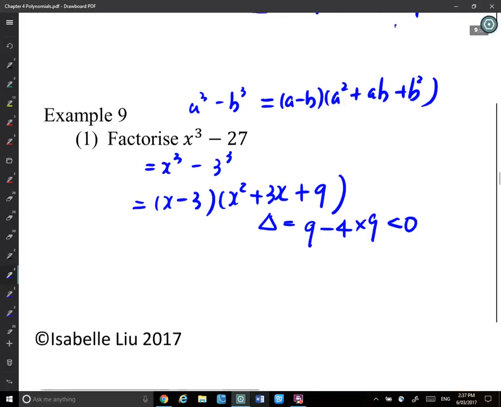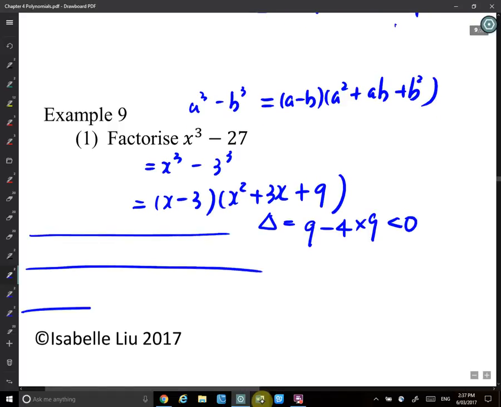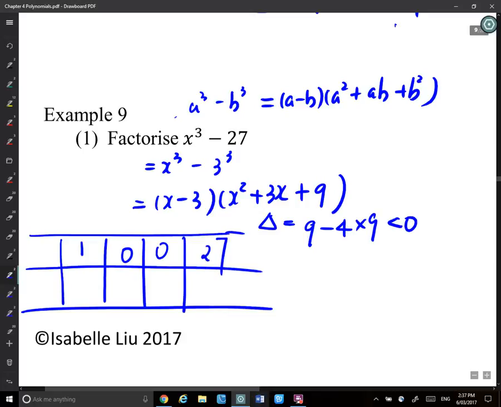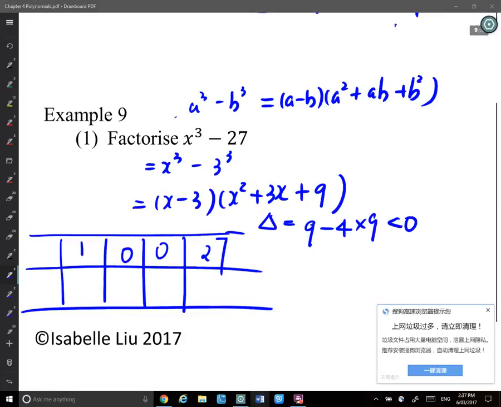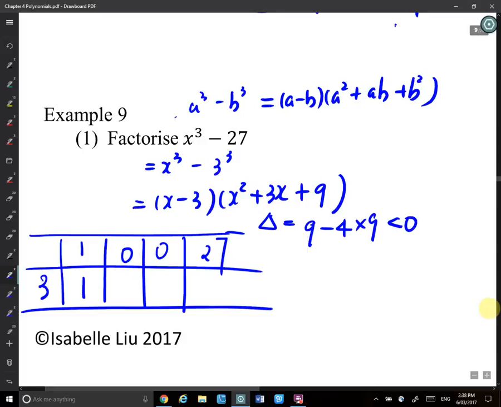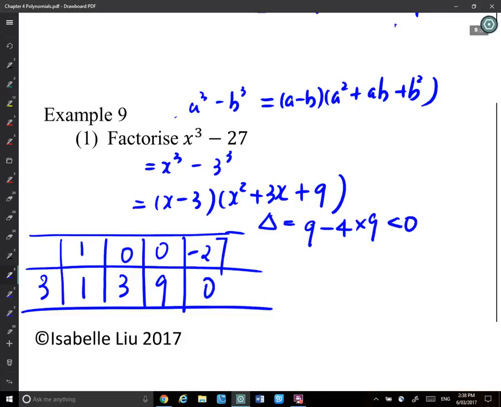Or what you can do is still use the synthetic method. The coefficient is 1. For the x squared term is a 0. For the x term is a 0. For the constant, you will have a minus 27. You can see 3 is the solution. So you try 3 in. Have 1. 3 plus 0 is 3. 9 plus 0 is 9. That's a minus 27, and that's a 0. So you will have x minus 3 times x squared plus 3x plus 9. If you can't remember the formula, that still can work.